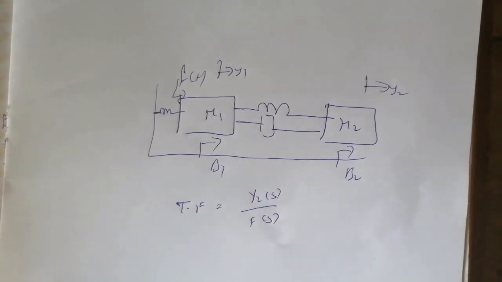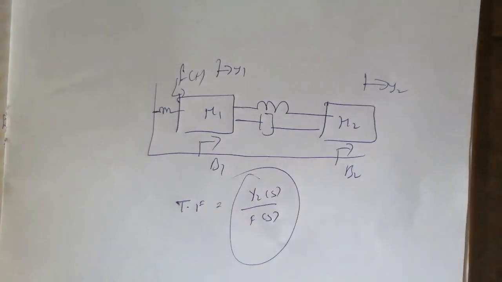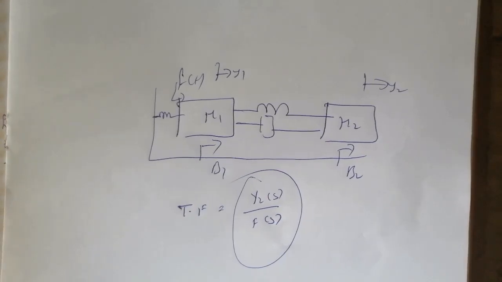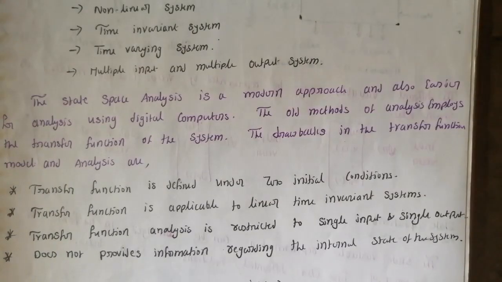Now in this condition you are not able to get the internal performance of the system. This is the final response, but by using the transfer function we cannot find the internal response of the system. That is the main drawback of the transfer function. To overcome these drawbacks, we go for state space analysis.